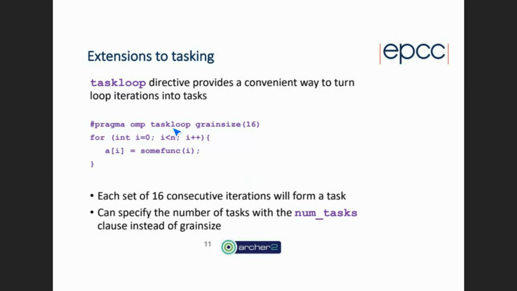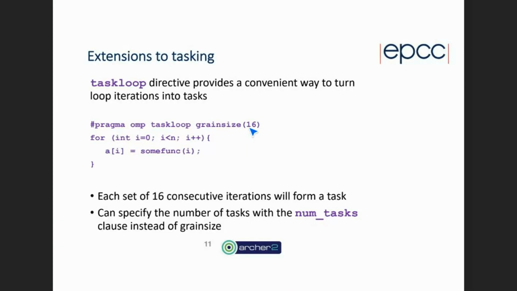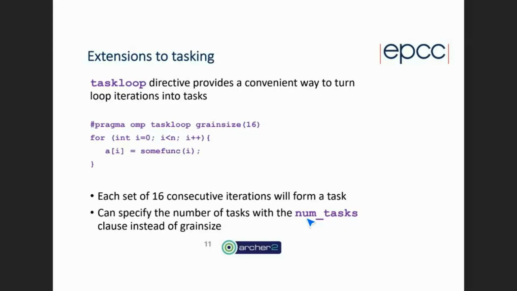So what that does is it basically takes chunks of loop iterations and turns them into OpenMP tasks. And that's what this grainsize parameter does here. That says how many loop iterations should comprise a task. You can also do it the other way around. Instead of specifying the grain size, you can alternatively specify the number of tasks, so how many tasks you want your loop divided into, and then it'll figure out the grain size from that.